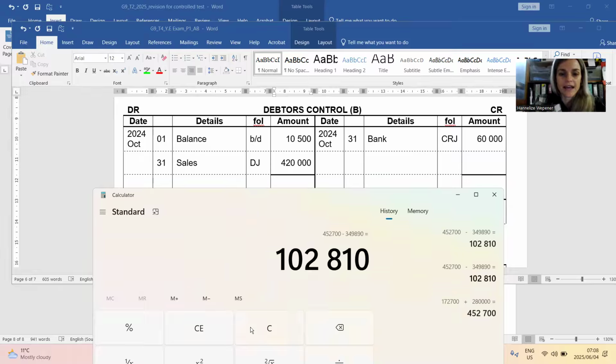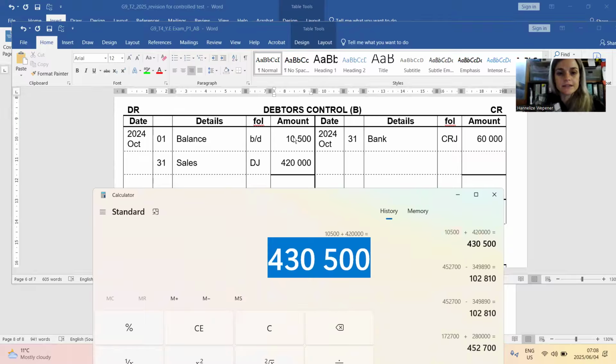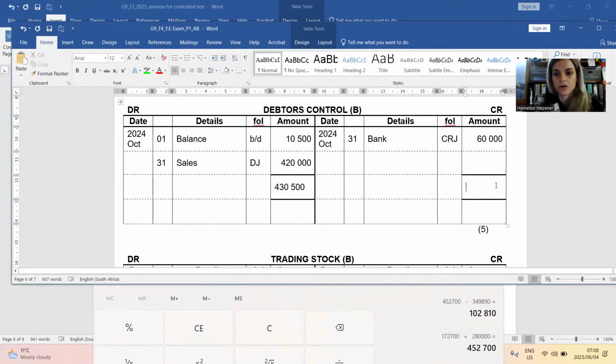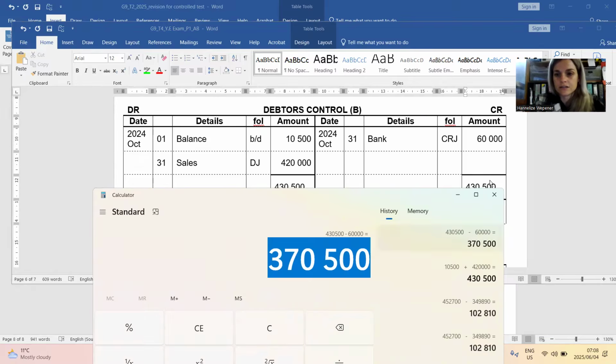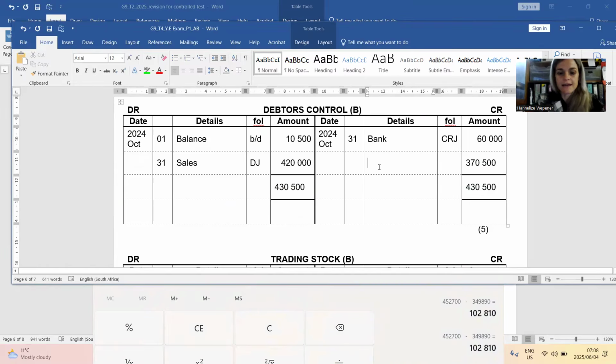Then debtors control. So once again, we're going to add everything on the debit side. Compare that to what we have on the credit side. Clearly, the debit side is a lot bigger. So we add that total on both sides. Then we find the difference between the smaller side and the total. So in other words, the credit side and the total. And that is my balance. Carried down. So the debtors are hopefully going to make payment to me in November. Otherwise, I might have some problems here. Brought down 370,500 that they owe me.